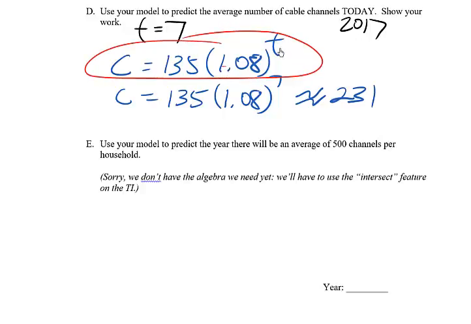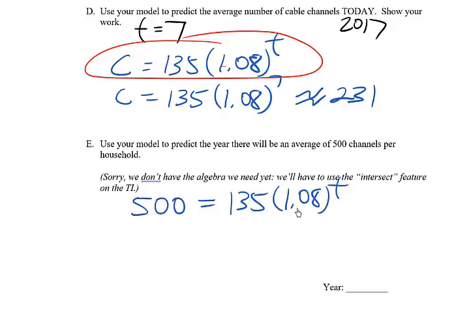This particular model, either you can plug in a T and figure out C, or the other way around. In this problem, we're being asked to plug in a number of channels, 500 channels in place of C, and then we need to solve for T. Well, here's where things get kind of interesting.